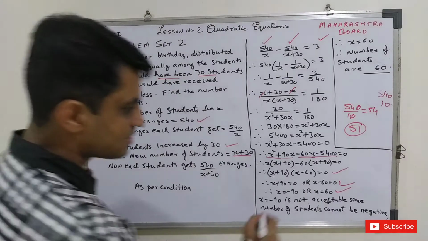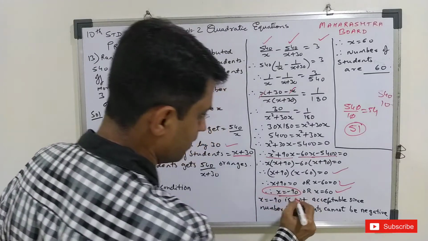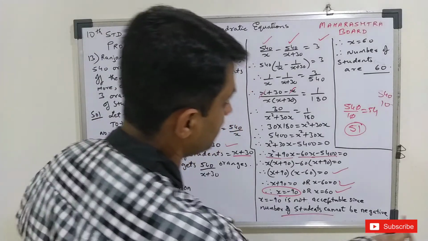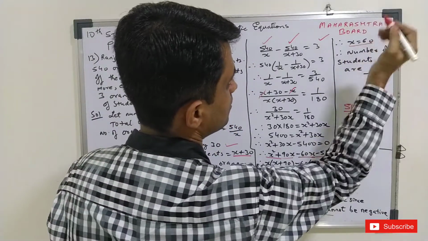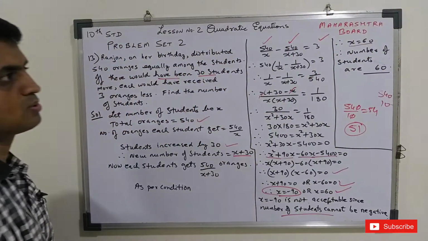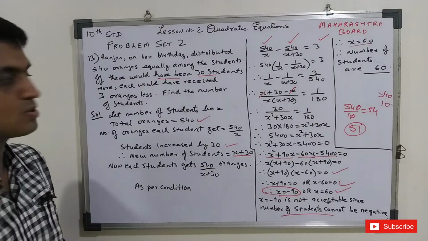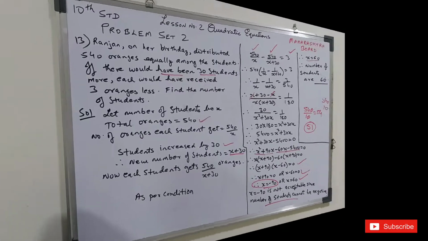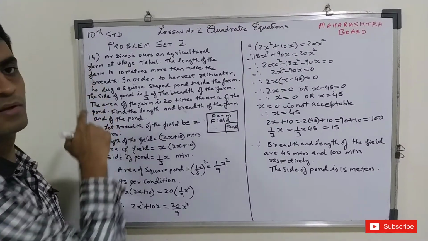But again, x is equal to minus 90 is not acceptable. Why? Number of students can't be negative. So this is not acceptable. So what is the answer? x is equal to 60. So number of students are 60. So how many students were there earlier? There were 60 students. Yes, students.